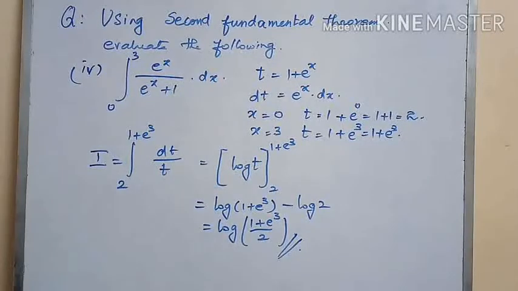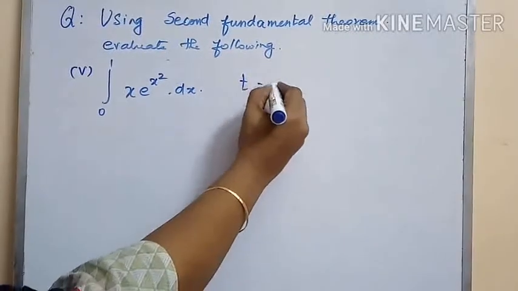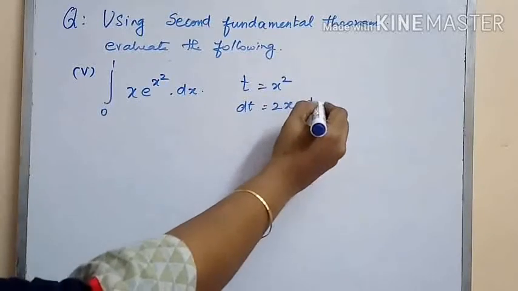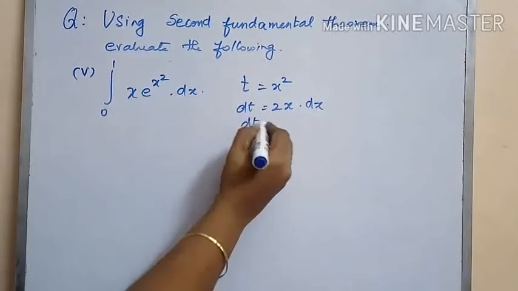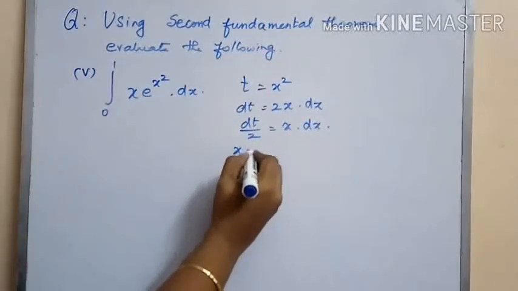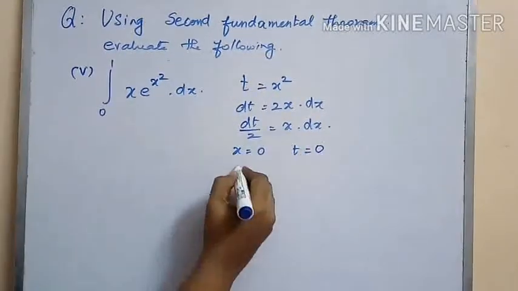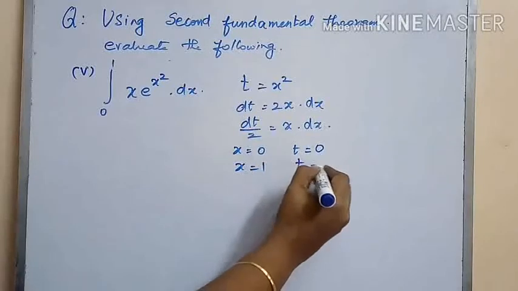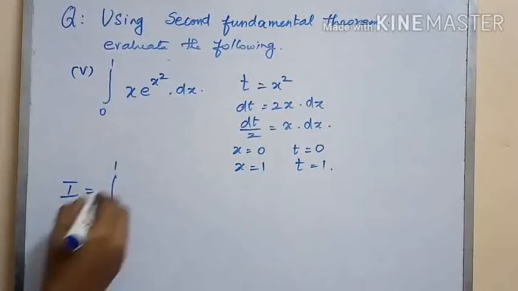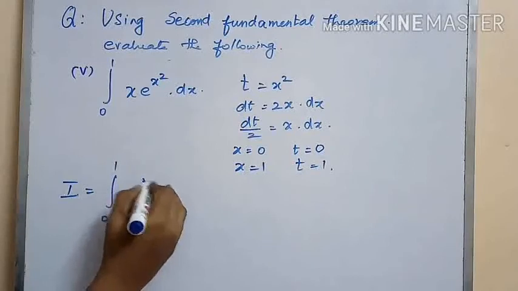So the last problem for today's session is integral 0 to 1 x e power x squared into dx. Let us substitute t is equal to x squared. So dt is equal to 2x dx. So dt by 2 is equal to x into dx. When x is equal to 0, we get t is equal to 0. When x is equal to 1, t is also 1. Therefore, I is equal to integral 0 to 1 e to the power of t into dt by 2.